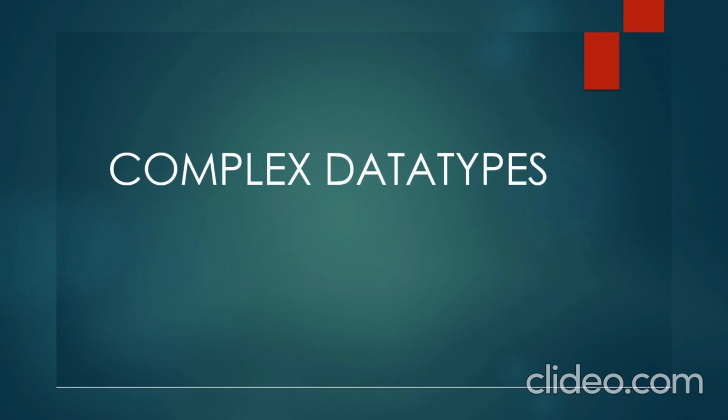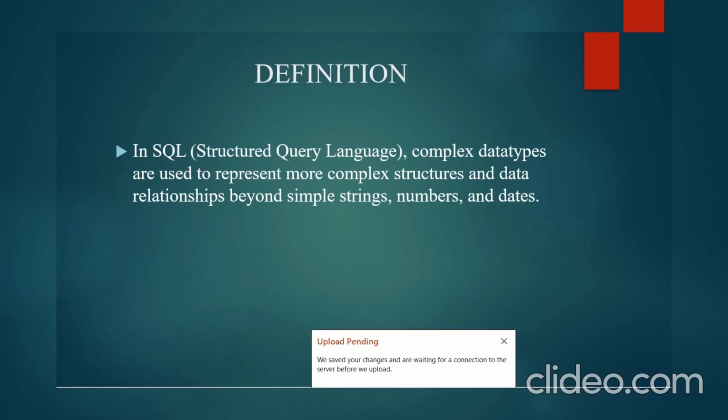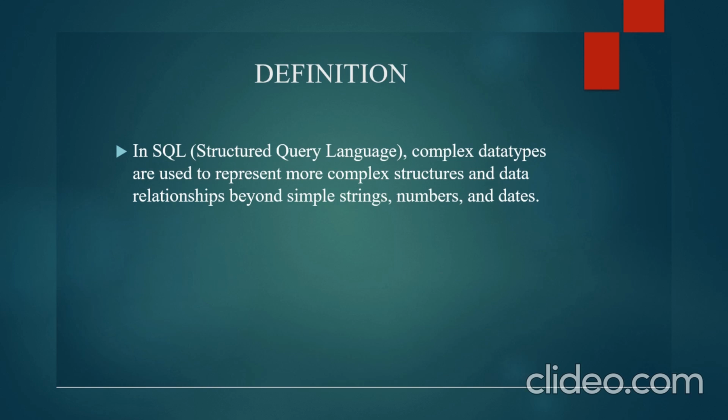Complex data types. Now let's see the definition of complex data type. In SQL, structured query language, complex data types are used to represent more complex structures and data relationships beyond simple strings, numbers, and dates. A complex data type is normally used for storing large data structures such as a large number of strings, date and time, blog posts, essays. In such cases, we use complex data types for storing data.